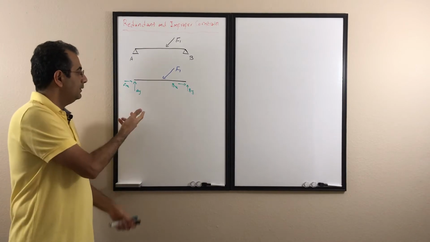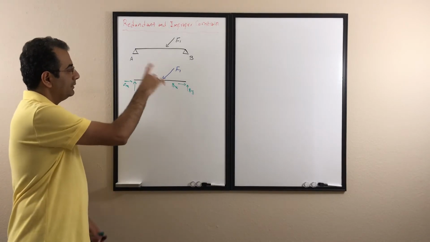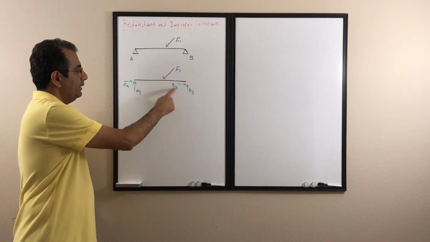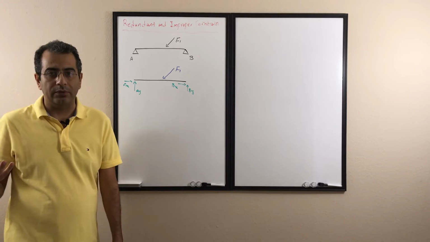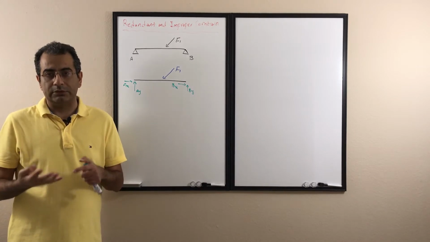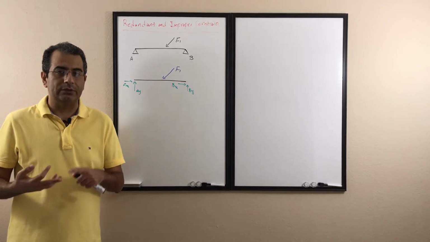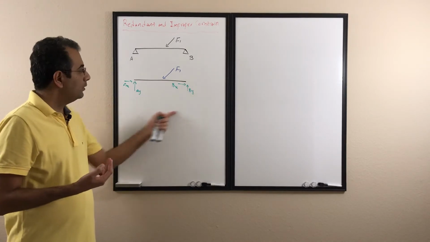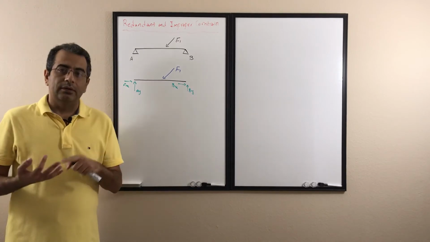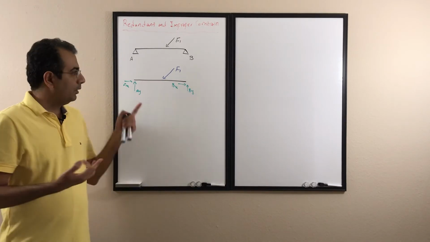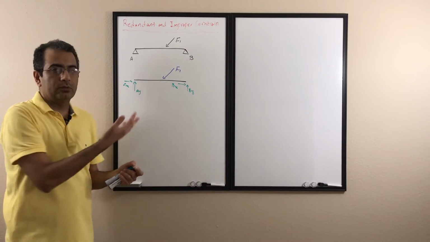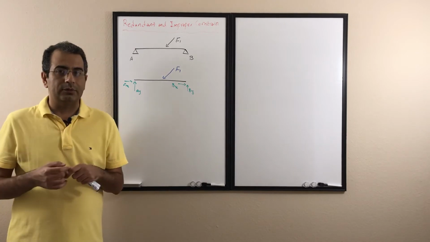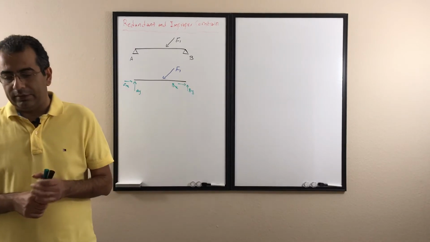Now, if you look at here, there are 4 unknowns. In this case, assume we know the magnitude of F1, then AX, AY, BX, and BY are unknown. So we have 4 unknowns, but we only have 3 equations: sigma Fx is 0, sigma Fy is 0, and sigma M is 0. When we have more unknowns than equations, the problem is that we cannot find the unknowns, because we do not have enough equations.